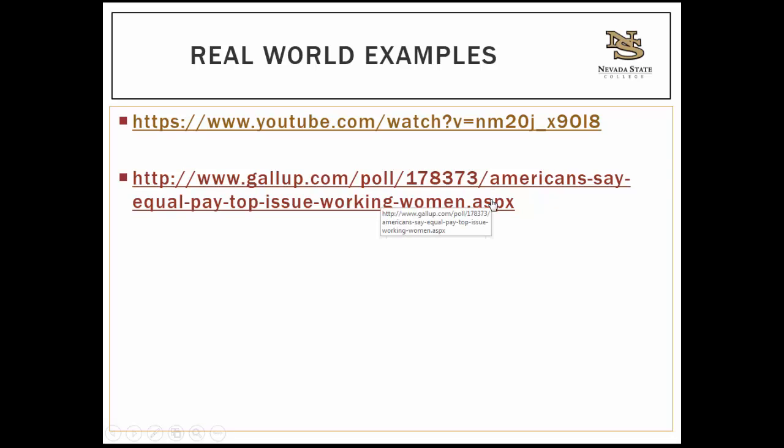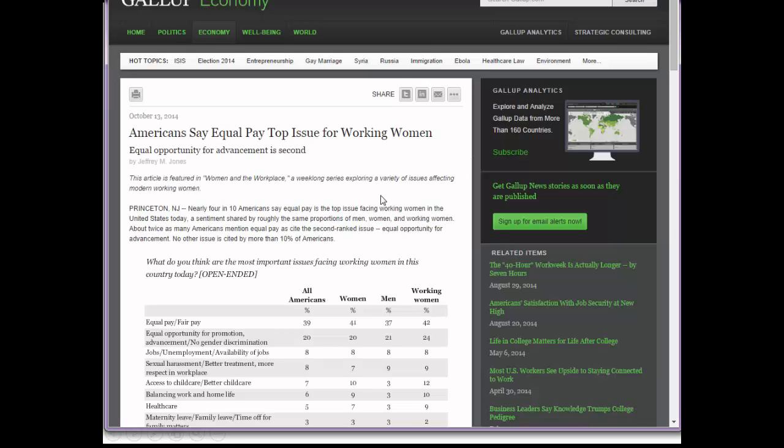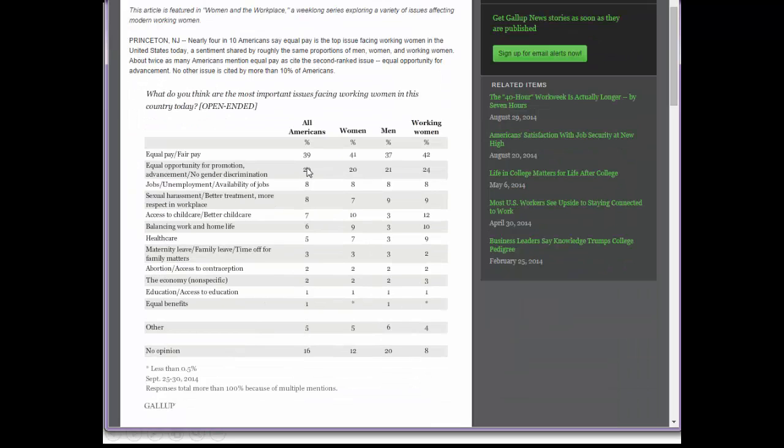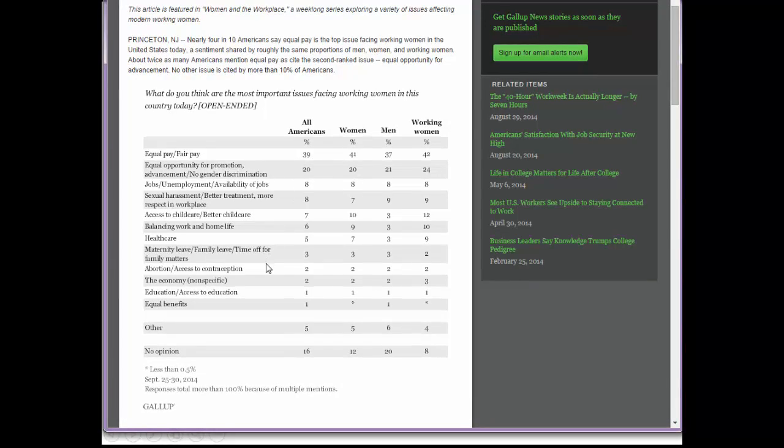Now let's look at a Gallup poll examining what Americans think the biggest issues for working women are. Okay, so if you look at this poll, it says 39% of all Americans think that equal pay or fair pay is the biggest and most important issue facing working women in this country today, and 42% of working women think that equal pay or fair pay is the most important issue facing working women in this country today. Well, they didn't ask me, and they probably didn't ask you, so this is not a 100% accurate representation of the population because they didn't ask everybody.